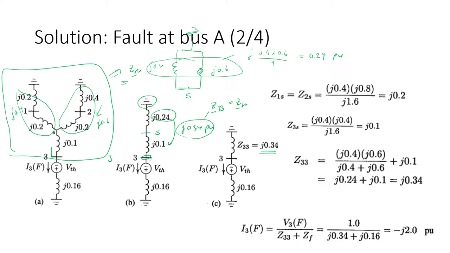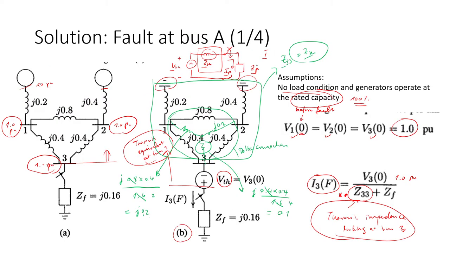Therefore, when you want to find the fault current at bus 3, there is no more question left to answer. You just put 1.0 over j0.34 plus j of the Zf, which is just 0.16. This is intentionally made because these two make up 0.5, so 1 over 0.5 is 2. This becomes negative j2 per unit. That's why this is 2 per unit.